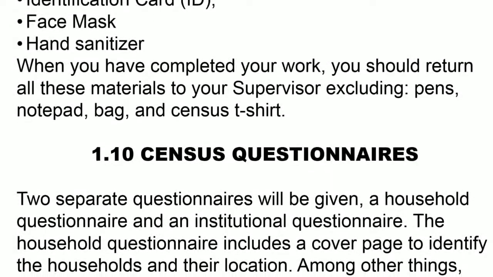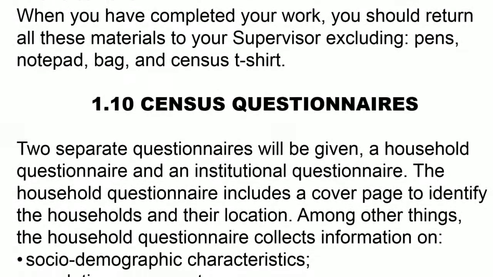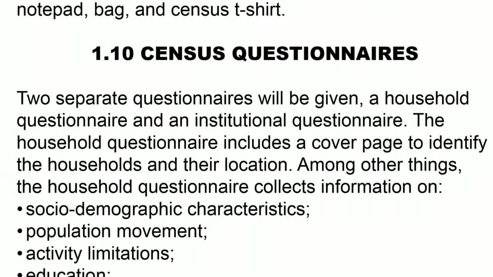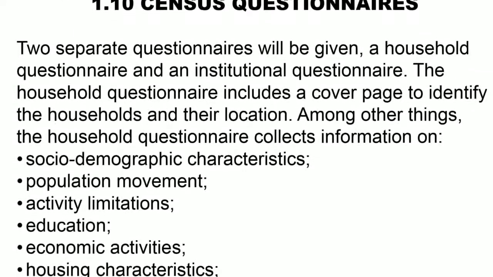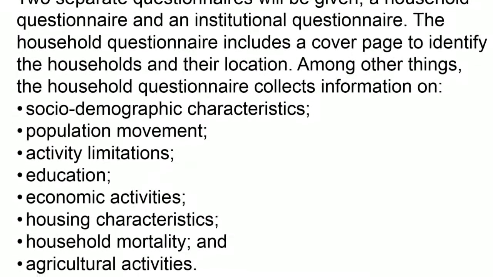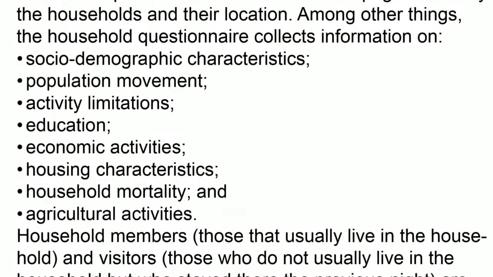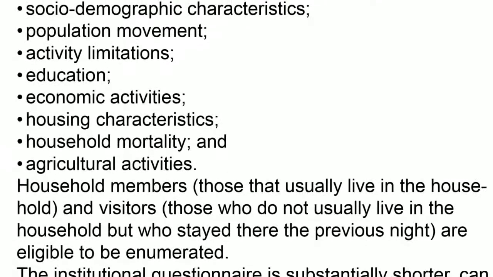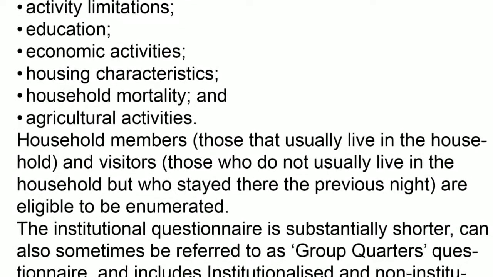Census Questionnaires. 2 separate questionnaires will be given: a household questionnaire and an institutional questionnaire. The household questionnaire includes a cover page to identify the households and their location. Among other things, the household questionnaire collects information on the following: socio-demographic characteristics, population movement, activity limitations, education, economic activities, housing characteristics, household mortality, and agricultural activities.